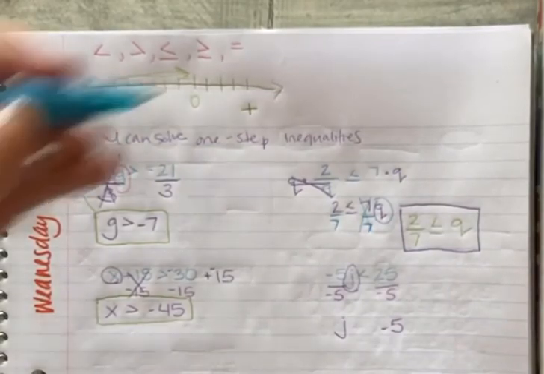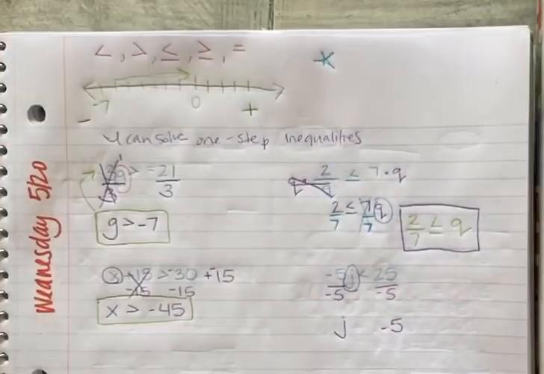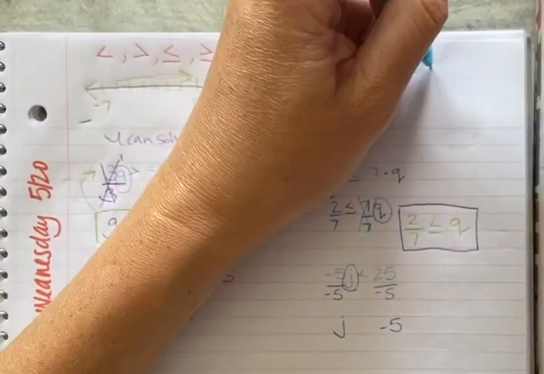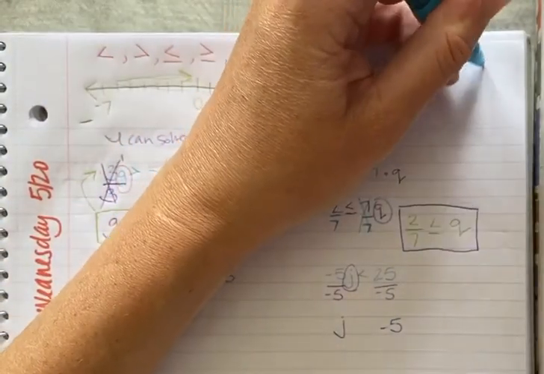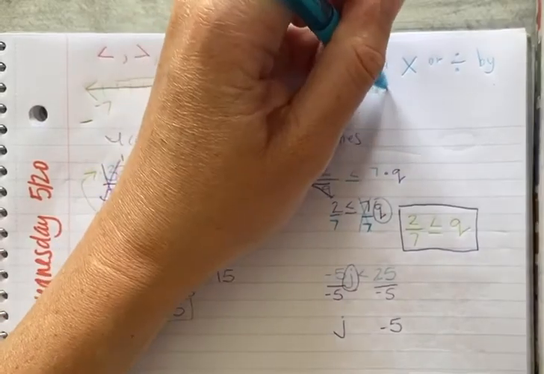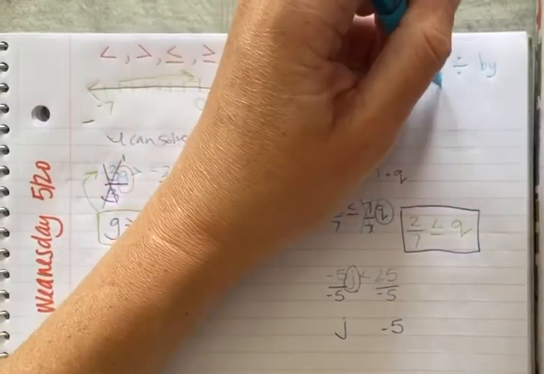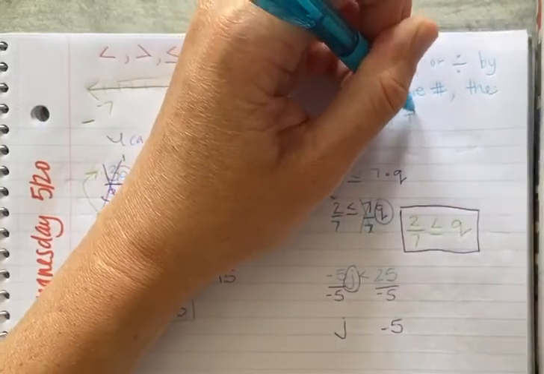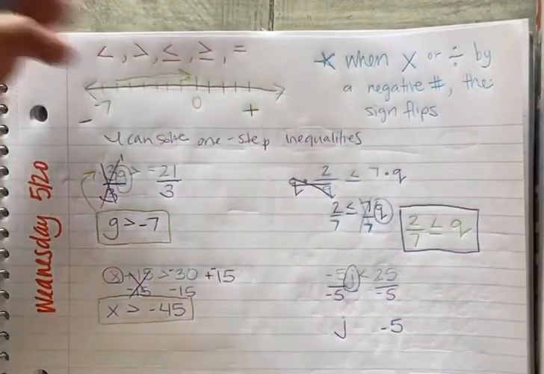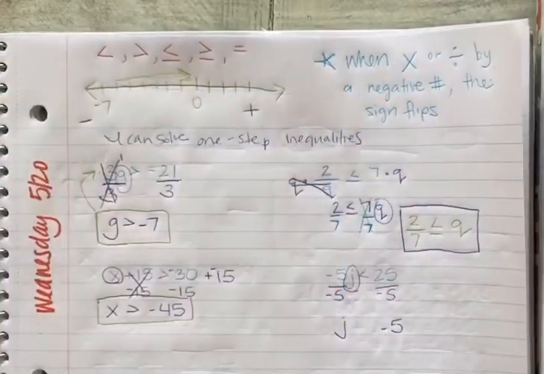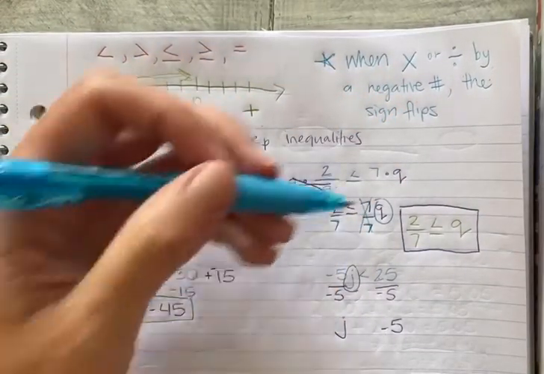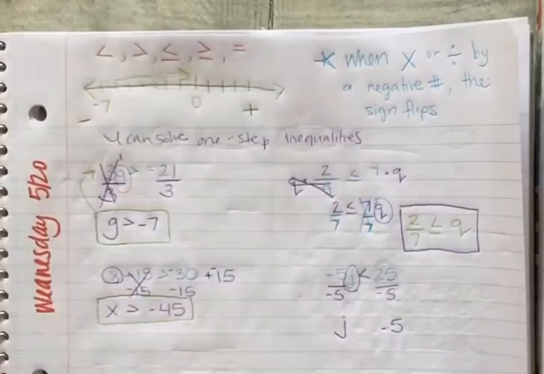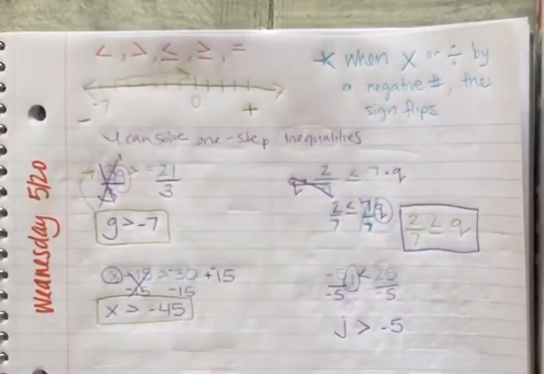Here's a rule that we have to remember. When you multiply or divide by a negative number, the sign flips. So this one reads negative 5j is less than 25. We're going to flip it to j is greater than negative 5.